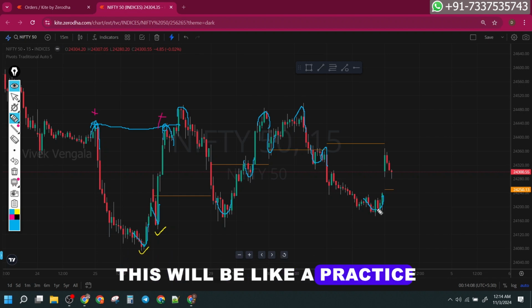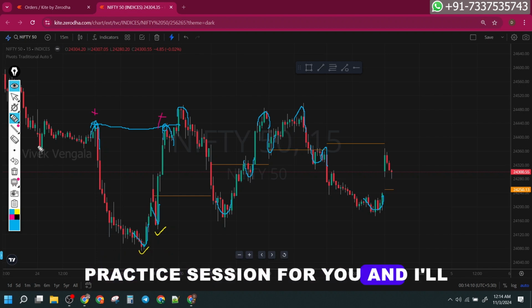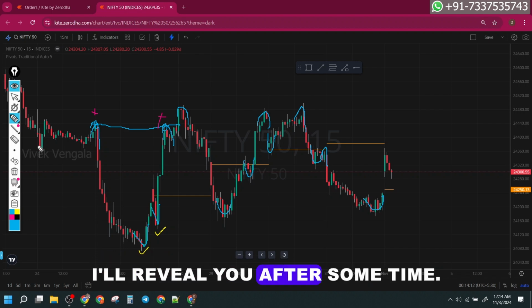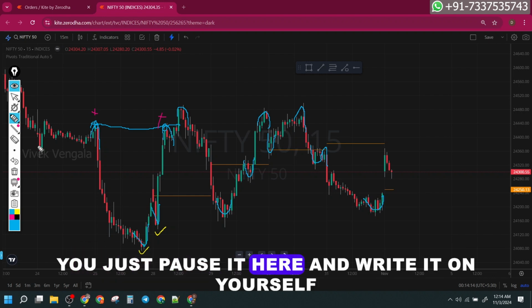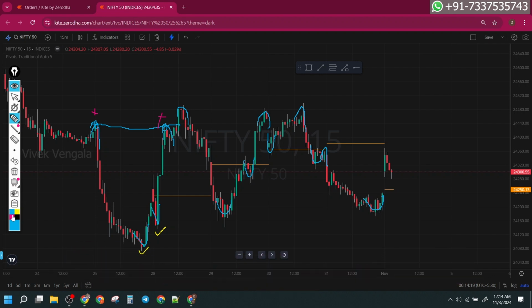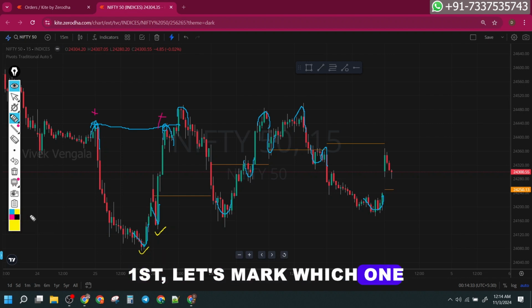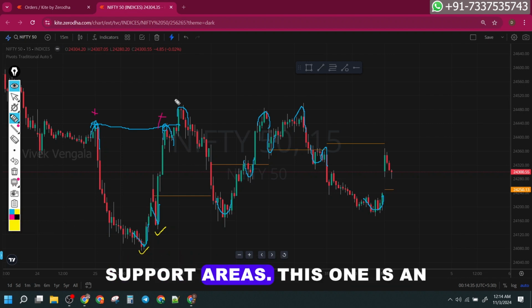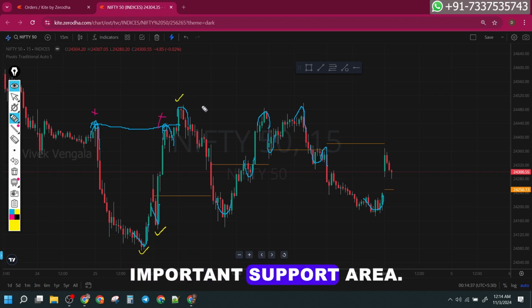This will be like a practice session for you, and I'll reveal it after some time. You just pause it here and write it down yourself, so that it becomes good practice. First, let's mark which ones are important support areas. This one is an important support area.